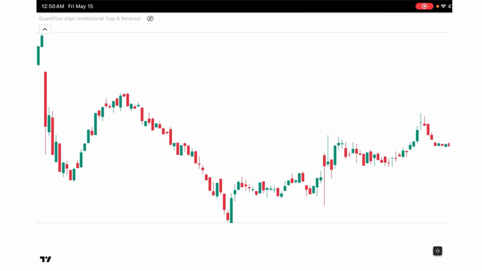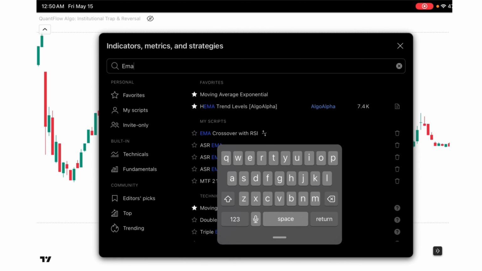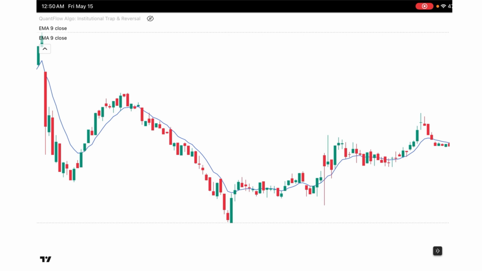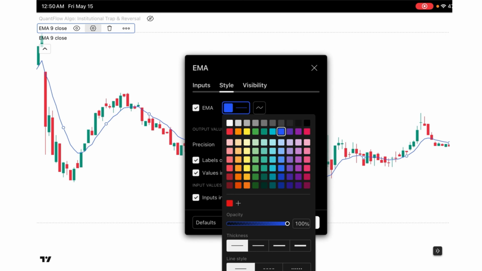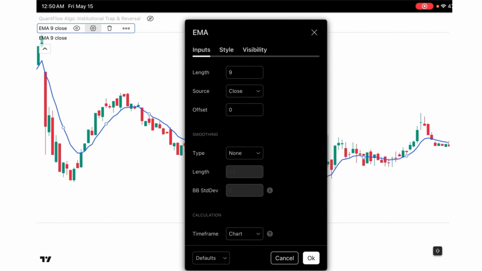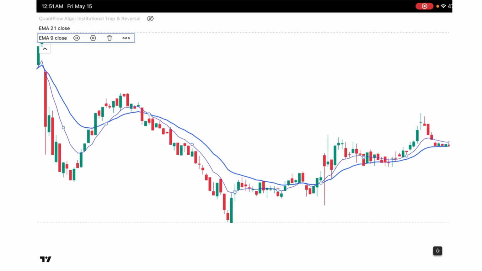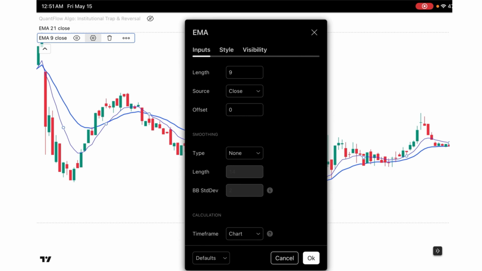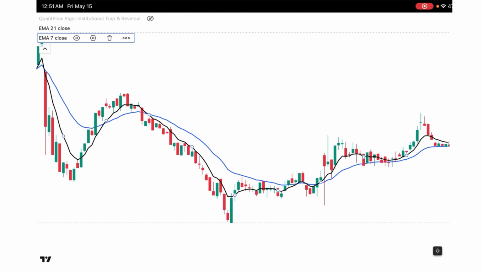First, we need to add the indicator. Here we'll search for EMA, here it is, moving average. All right, we'll add this twice. Now we'll go into the MA setup. First, let's make this line a bit darker, and its length, we'll change it from 9 to 21. Then we'll go to the second EMA. Its length, we'll change it to 7. And we'll also adjust its color a bit and set it to black. All right, so that's our EMA setup. It's a really easy setup.